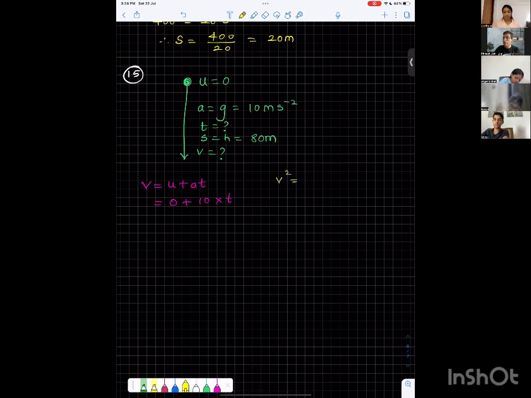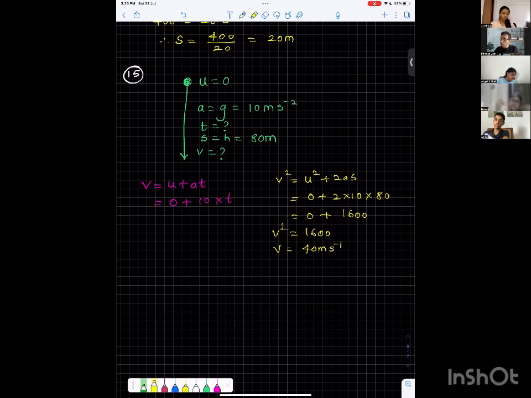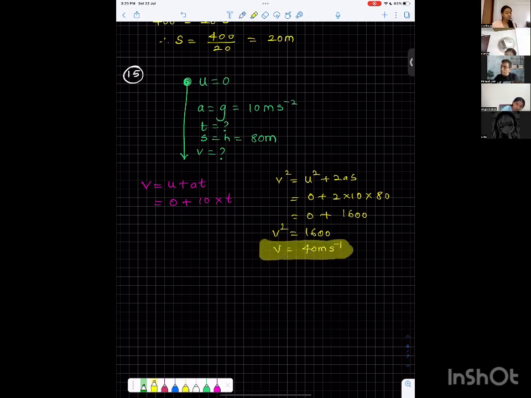Correct. So how much is U? 0. A is equal to G is equal to 10. S is 80. So it is 1600. So V squared is 1600. So what is V equal to? 40 meter per second. Okay. Then guys, you can find out time here also, V equal to U plus AT. But V is how much? 40.